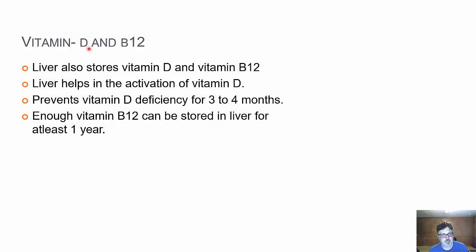As for vitamin D and B12, the liver is, of course, storing vitamin D, we've seen here, and B12, and it's also involved in the activation of vitamin D. One of the important things that the liver does is it prevents vitamin D deficiency. So it'll give us a nice storage here for about 3 to 4 months of vitamin D before we start to notice the effects of vitamin D deficiency. As for B12, well, it can store enough B12 here to last us for a good year. So go liver.